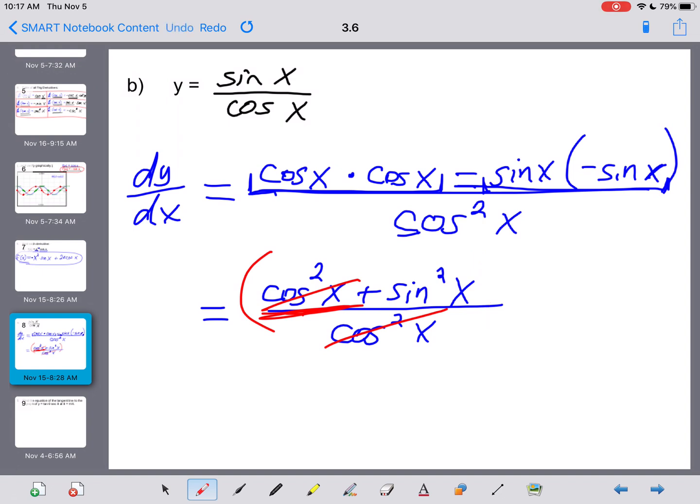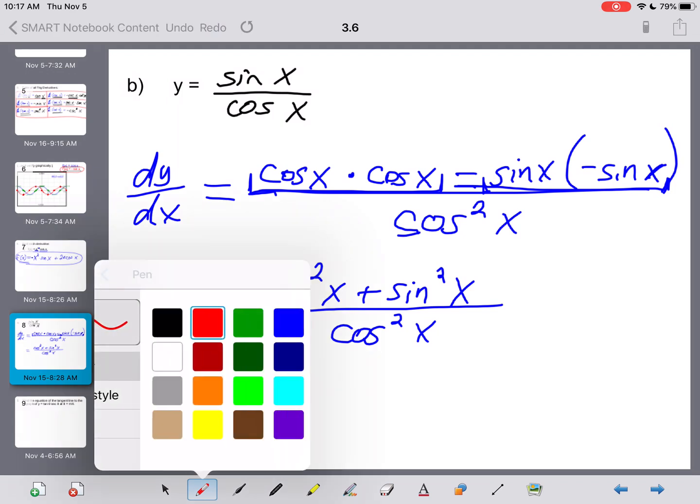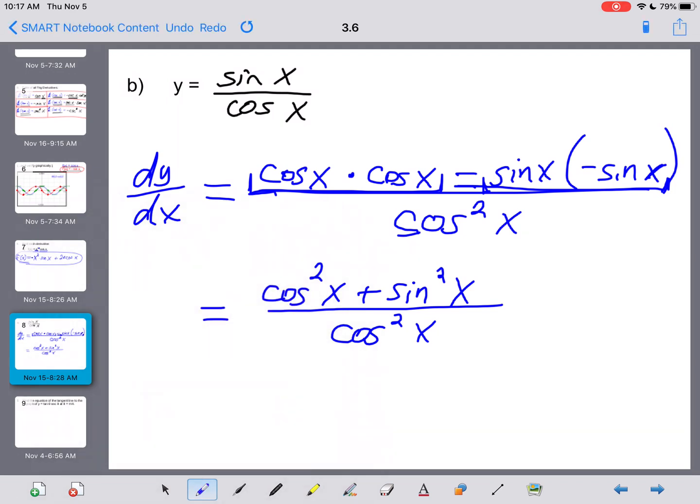So no, we are not doing that. But what I am hoping you guys noticed is that that numerator is something special. Your most basic Pythagorean trigonometric identity, everybody, says that cosine squared of any angle plus sine squared of the same angle is always equal to 1. That numerator is automatically going to become a 1. And the cosine squared of x just stays on the bottom.